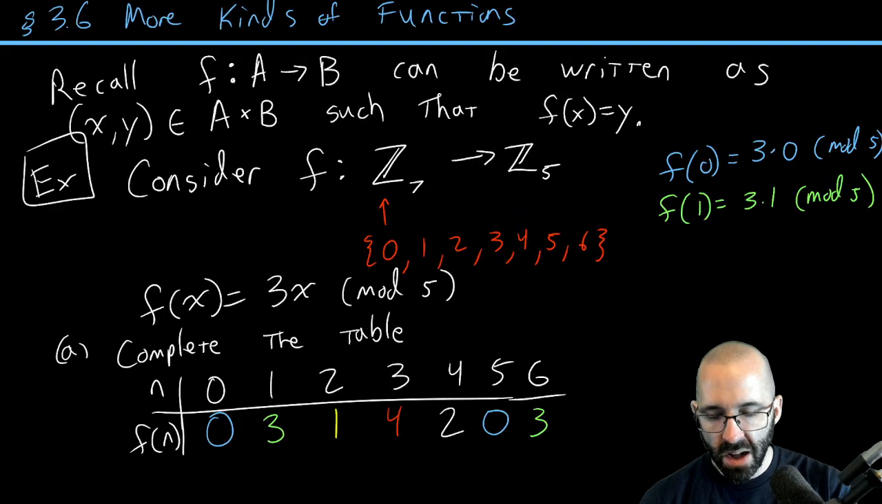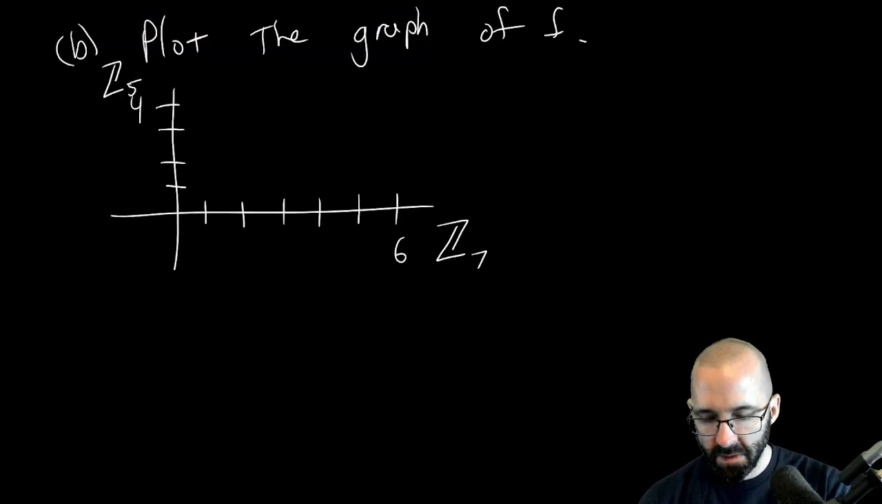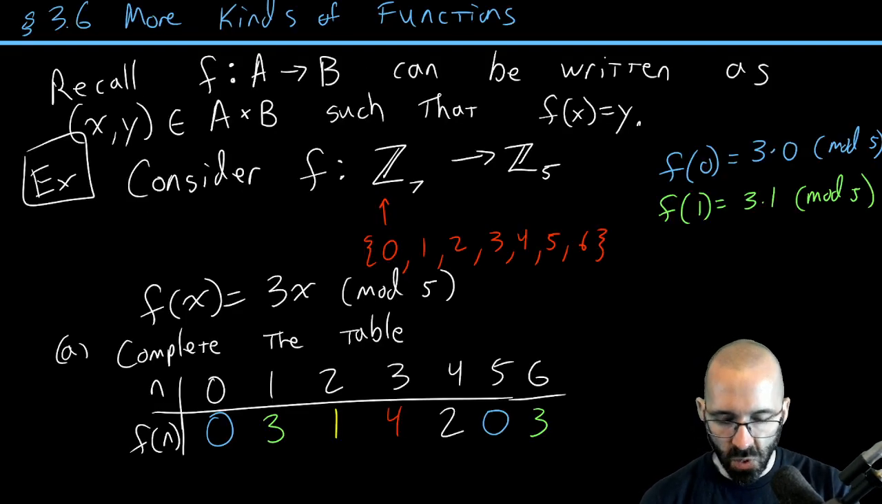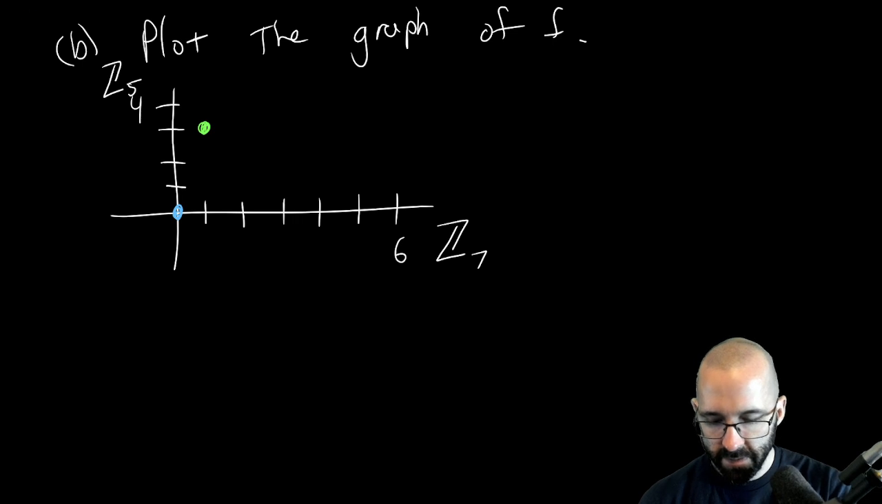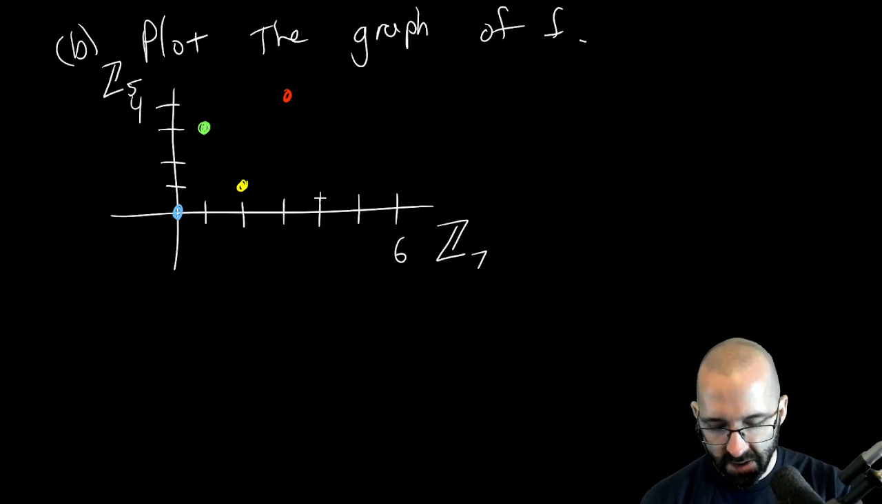All right, we just plot the ordered pairs. 0, 0, 1, 3. I actually want to use the same colors. 0, 0, 1, 3, 2, 1, and then 3, 4. And essentially that would repeat forever. Wait, no, we have one more, right? Yeah, 4, 2, and then it repeats.